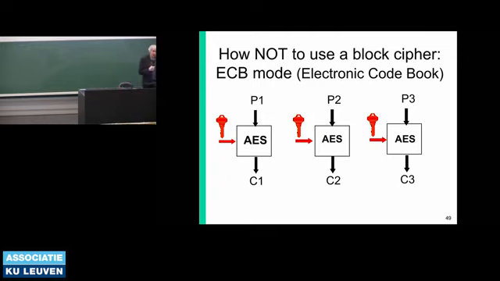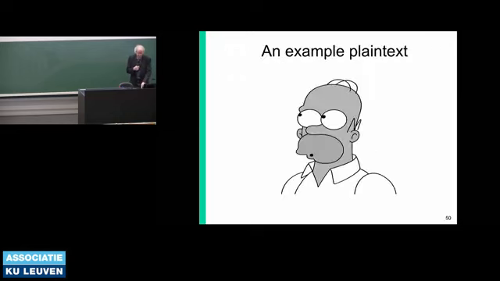Although this has a name, it's called ECB mode, electronic codebook mode, which means you take your plain text, divide it up in blocks, and you encrypt block by block. Now, why you shouldn't use this? I just have an example of plain text.